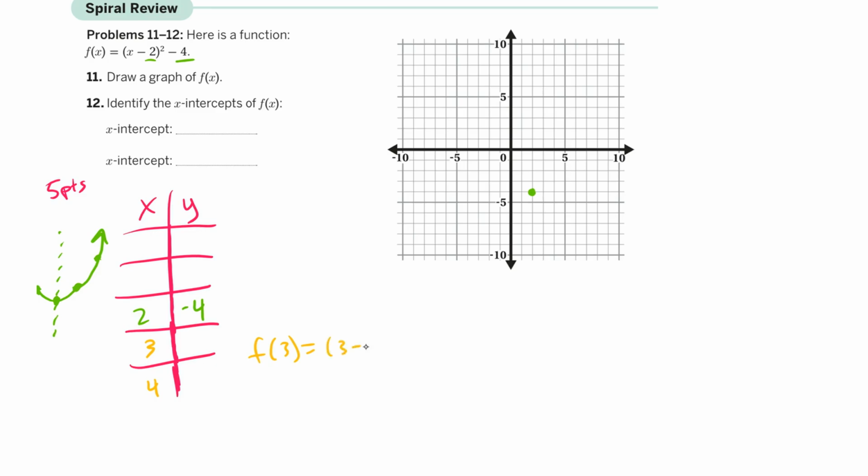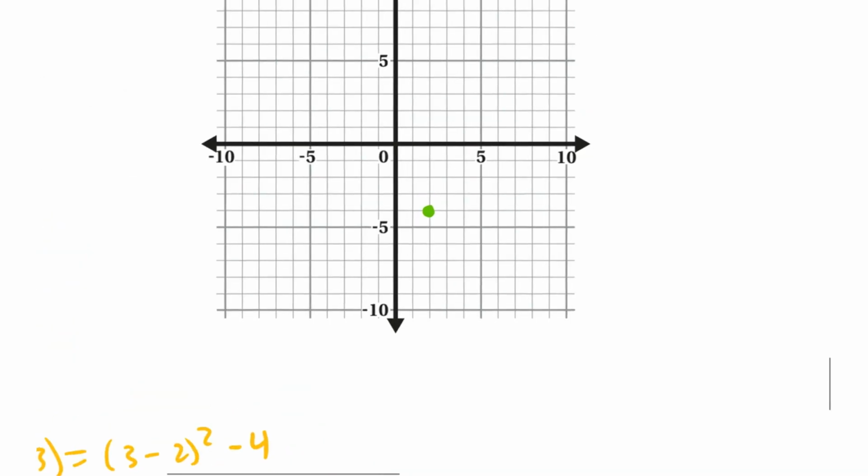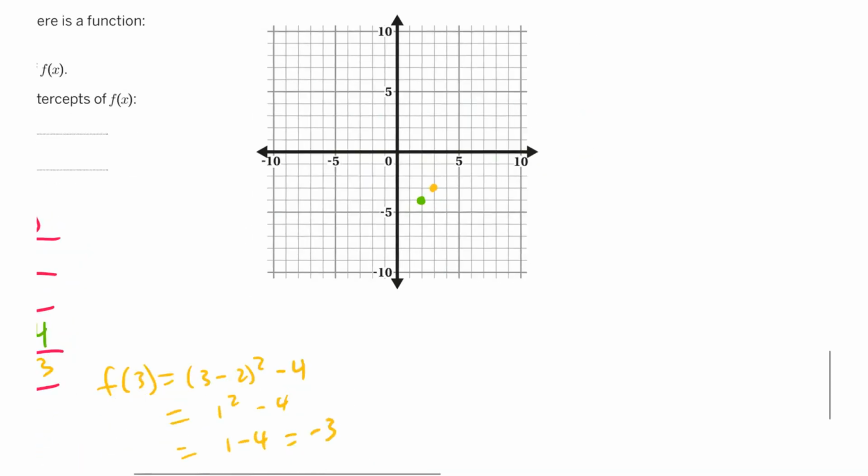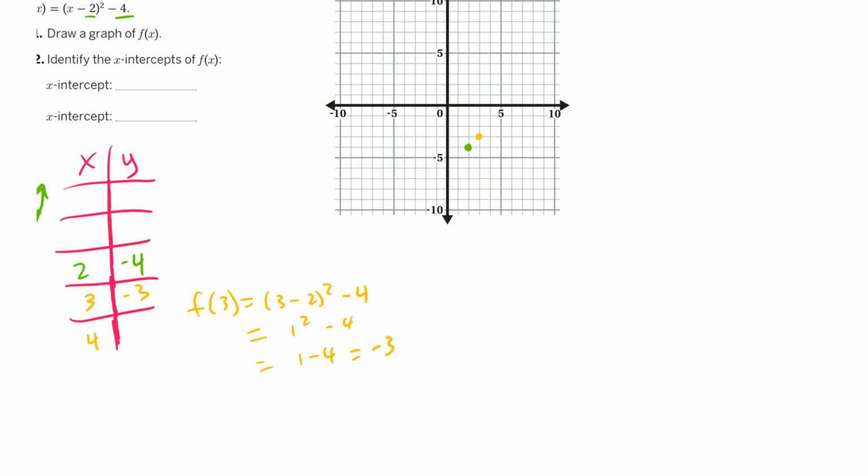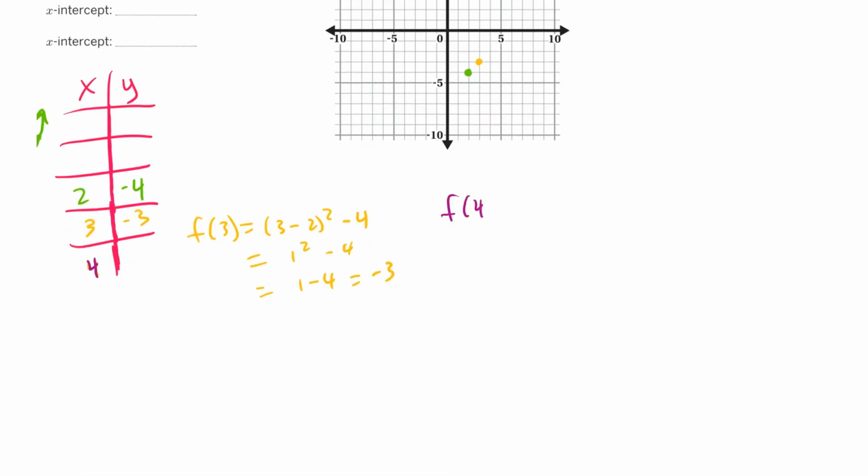So we're doing f(3), which is (3 - 2)^2 - 4, which becomes 1^2 - 4, which becomes -3. So that's my next point here, (3, -3). And then when I plug in 4, I'll do it in a different color to be nice and pretty. f(4) is equal to (4 - 2)^2 - 4. 4 minus 2 is 2. 2 squared is 4. f(4) is just equal to 0.